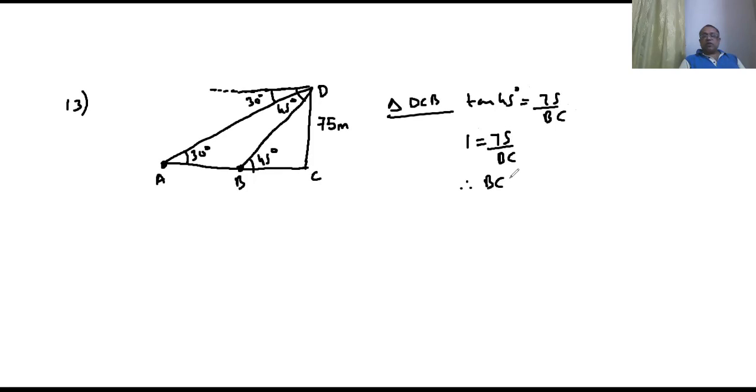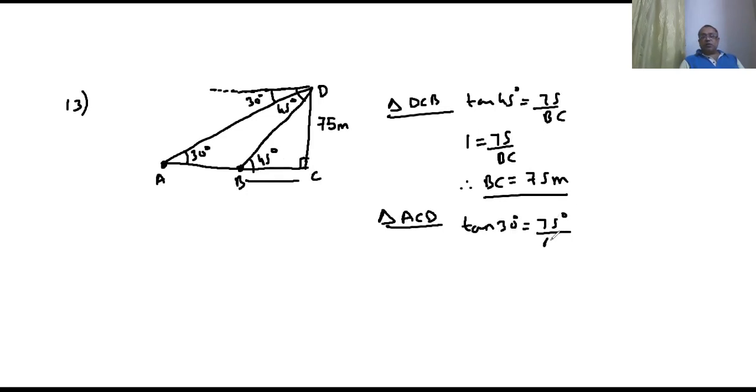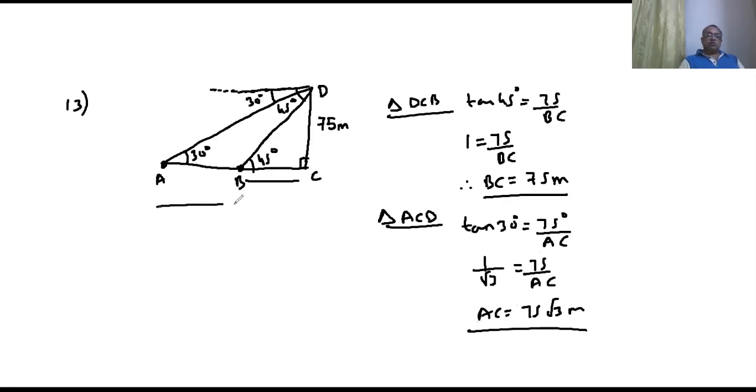Therefore, cross multiply, we get BC as 75 meters. So this length we have got as 75. Now what are we going to do? We are going to take the full triangle ACD. This is of course a right angle. Triangle ACD will use tan 30 is equal to 75 upon AC. Now tan 30 value we put 1 by root 3 and cross multiply, we get the value of AC as 75 root 3. So we've got the value of BC and we've got the value of AC.